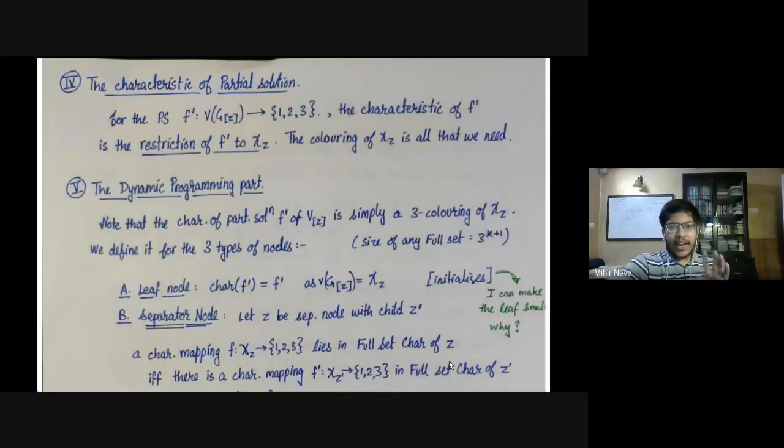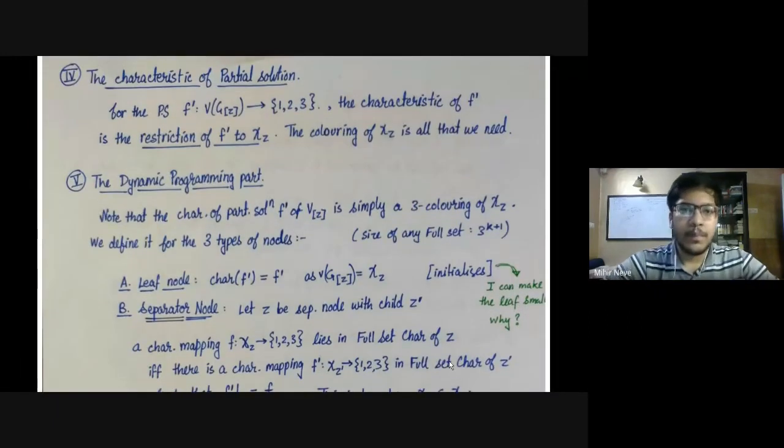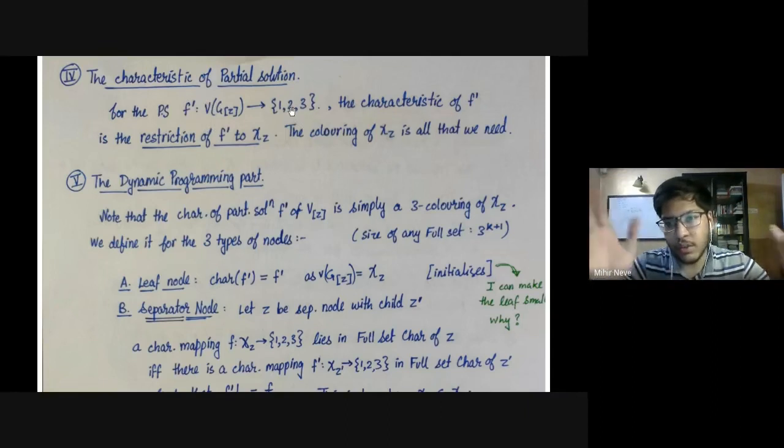Now let's define the characteristic. You are given this partial solution f', which is a mapping from the vertices of G_z to 1 to 3, which satisfies those properties. Then the characteristic of f' would be a restriction of this function to chi-z.